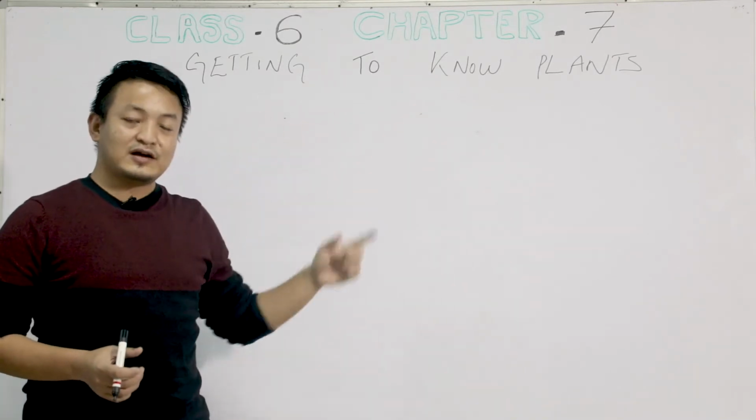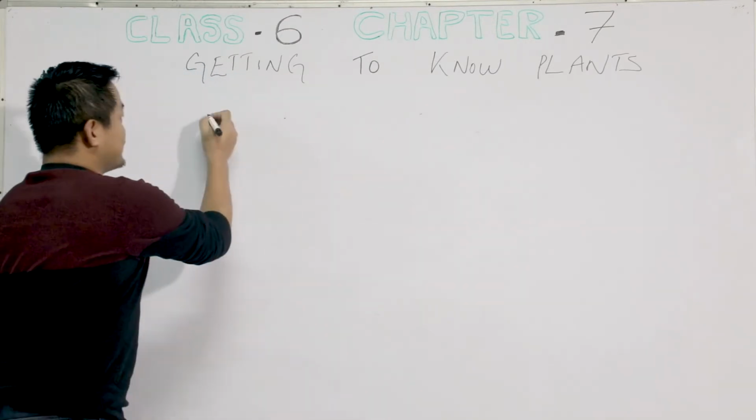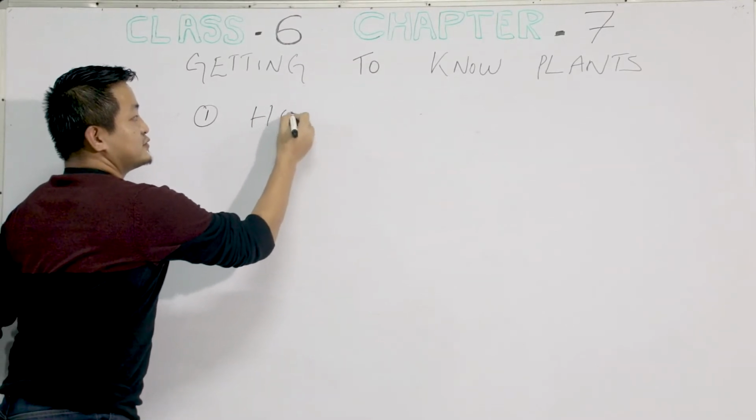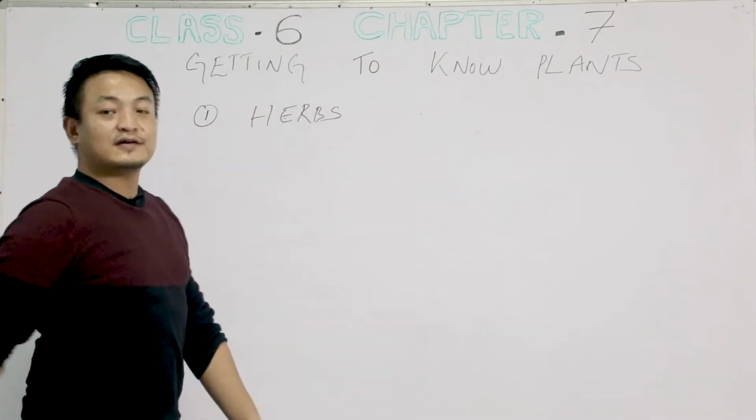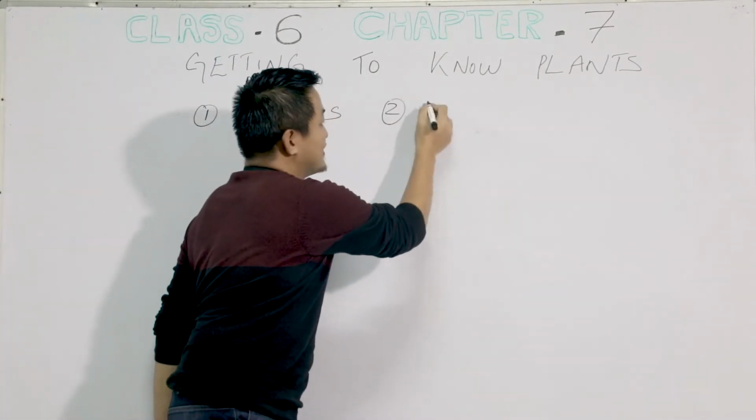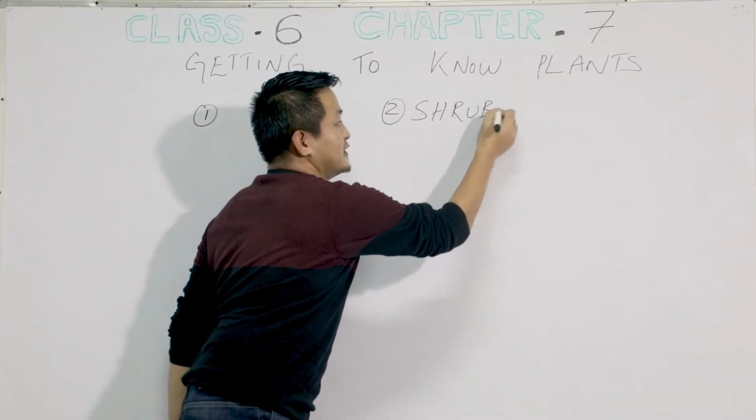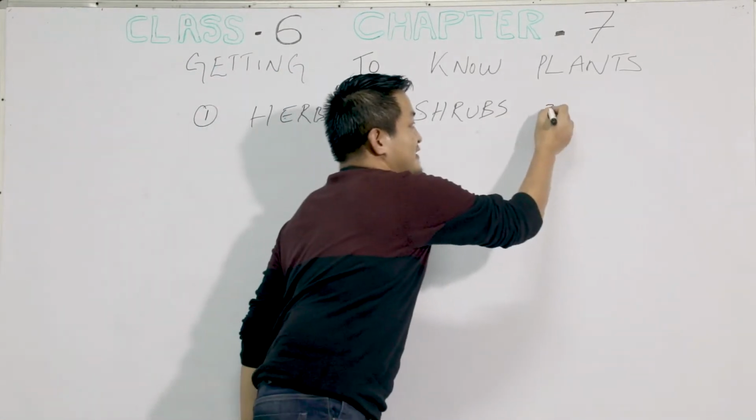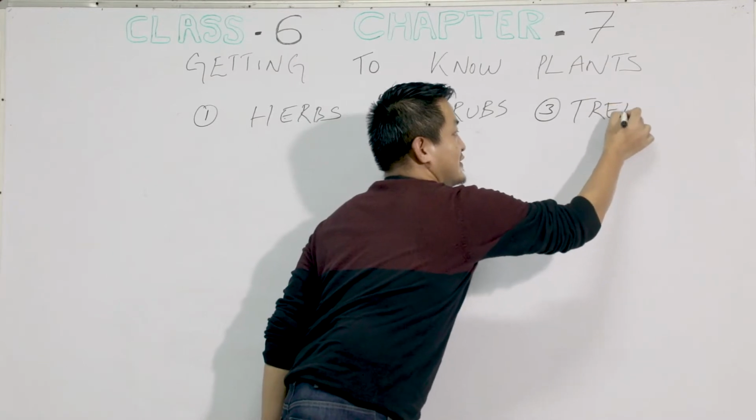Plants in general are categorized into three parts, okay? So the first one is herbs. Clear? Now the second one is shrubs, S-H-R-U-B-S. And the third one is tree. This is the most common one, right?